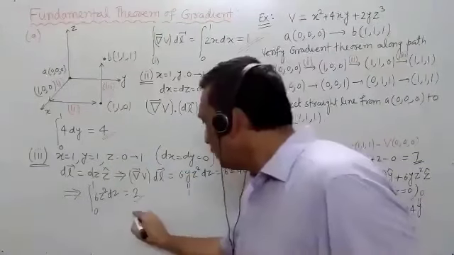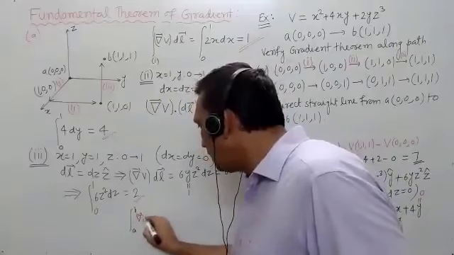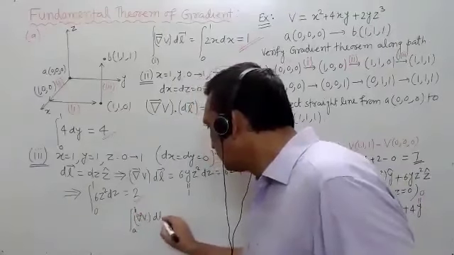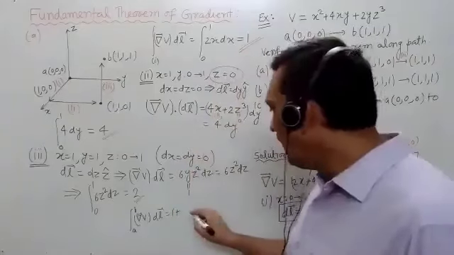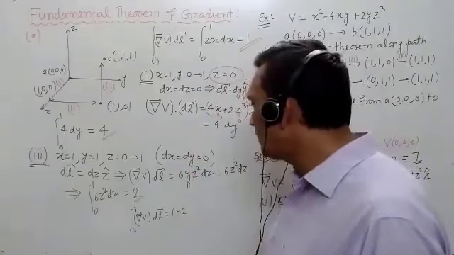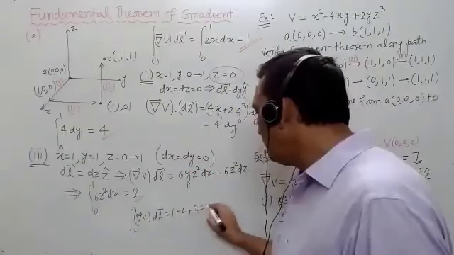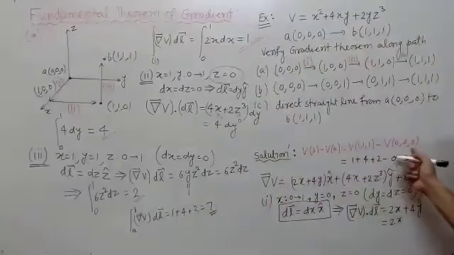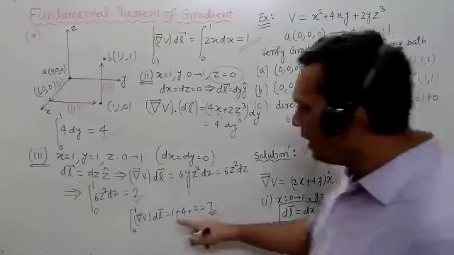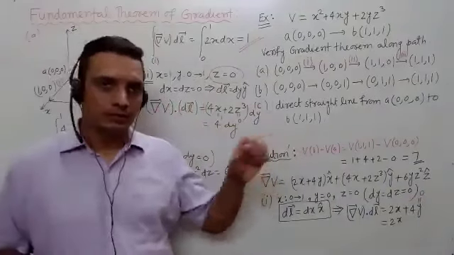So finally, what will be the integral from A to B of gradient v dot dl? Segment 1, 2 and 3, add line integral along these 3 segments. So 1 plus 4 plus 2, and that will be 7. So you can see VB minus VA is also 7, and gradient V dot dl is 7. So that verifies the gradient theorem.